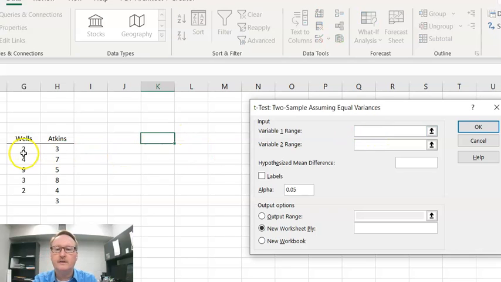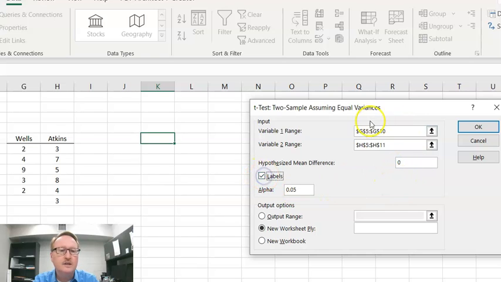First of all, let me click in there. I'm going to choose that. Now, hypothesis mean difference. What is the null hypothesis? 0. There's no difference. I'm hypothesizing for the null that there's no difference. So always put 0 there.